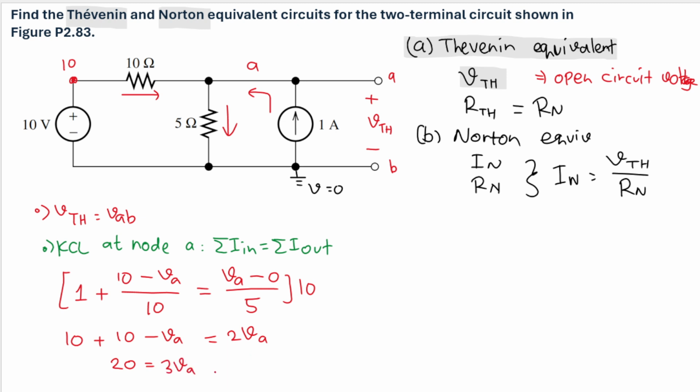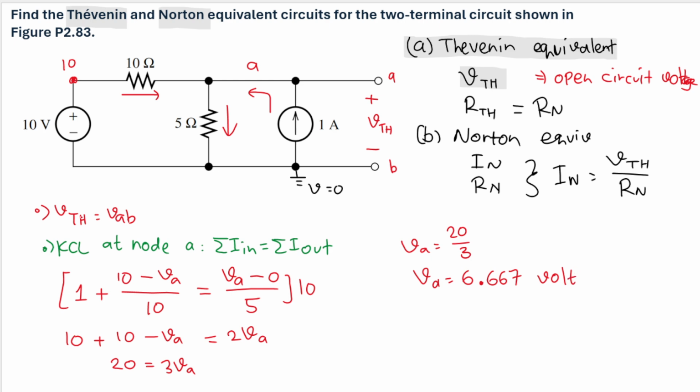Good. And now let's calculate VA. VA is just 20 divided by 3. And so we'll have VA is equal to 6.667. And the unit will be in volt.